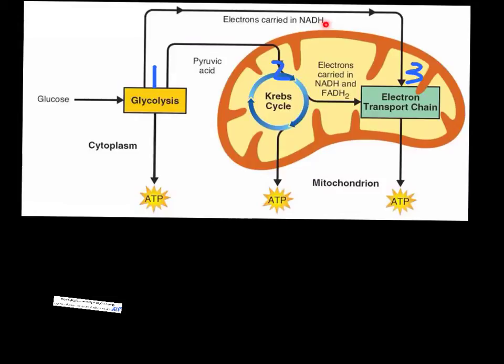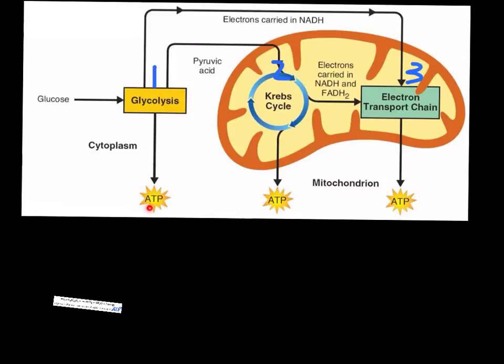NADH is very similar to NADPH that we talked about last chapter. This is just another energy carrier. It's going to be used during electron transport chain to eventually make some ATP. So that NADH gets transported over to ETC. The last thing that we get from this process is a little bit of ATP.